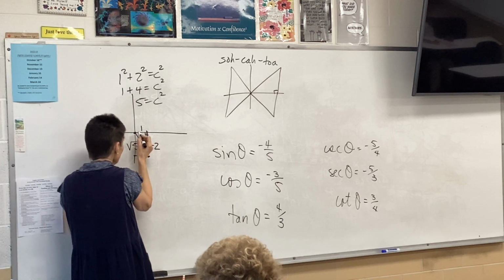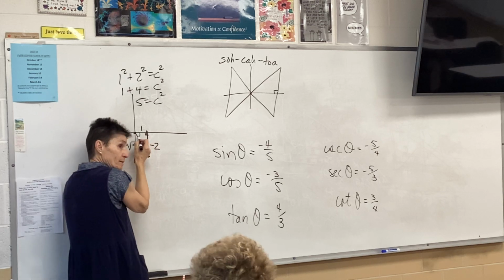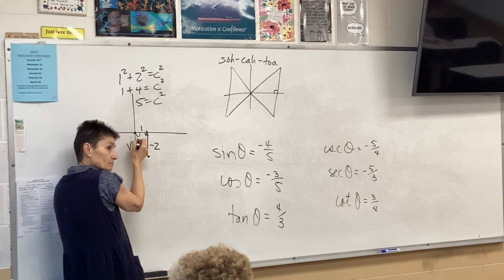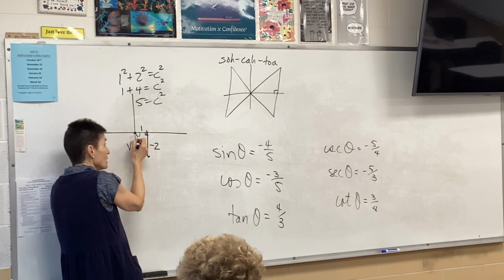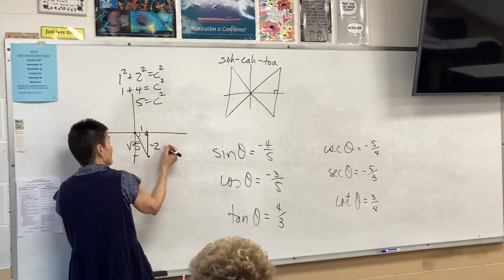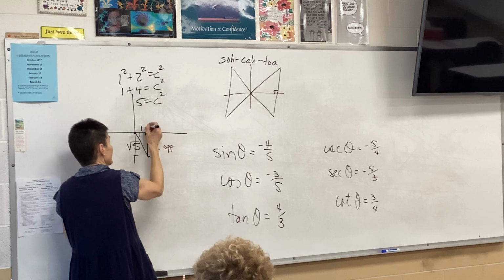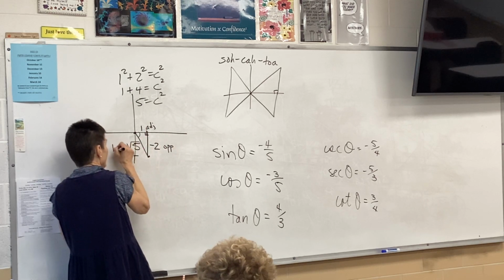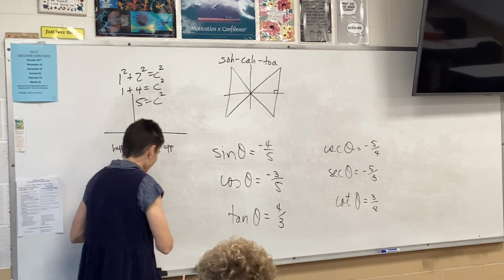The angle is always at the origin. So which side is the -2? Opposite, adjacent, or hypotenuse? Opposite. Adjacent. Hypotenuse. All right, now we can fill them in.